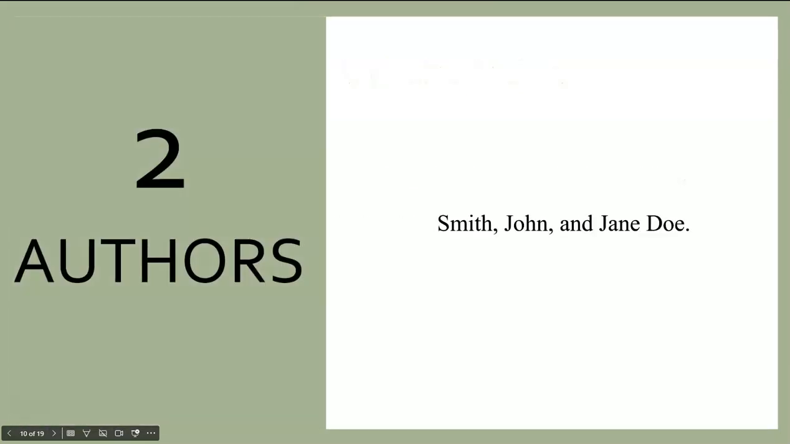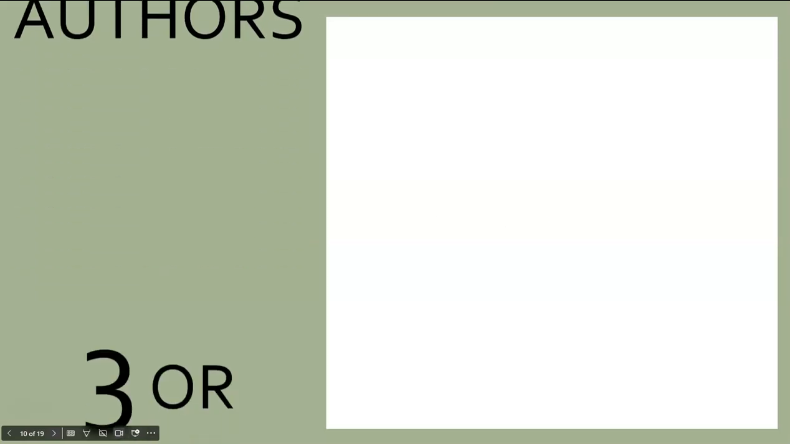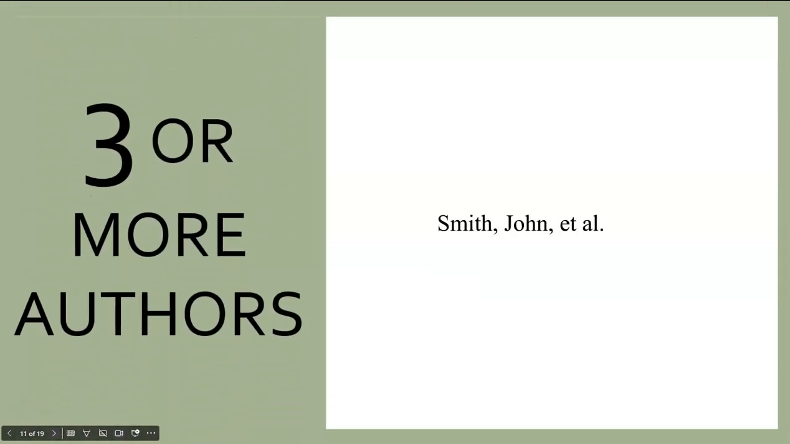Now, when you have two authors, the first author is formatted last name, comma, first name, comma. After that, you use the word and, then follow it with the second author's name, written in the normal first name, last name format. Now, if there are 3 or more authors, you only include the first author followed by the phrase et al.